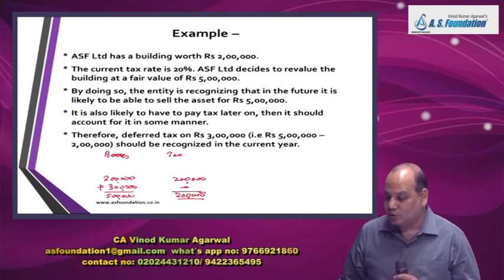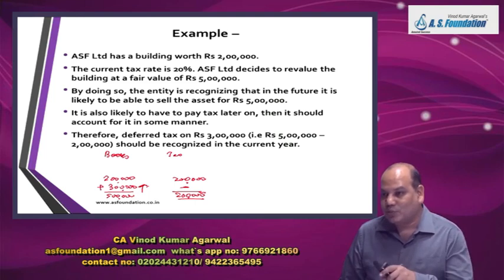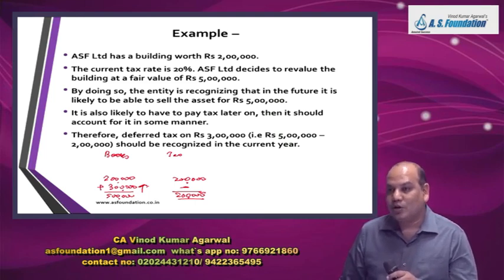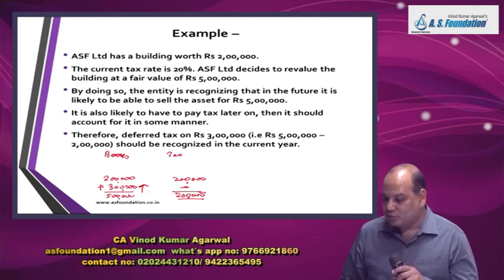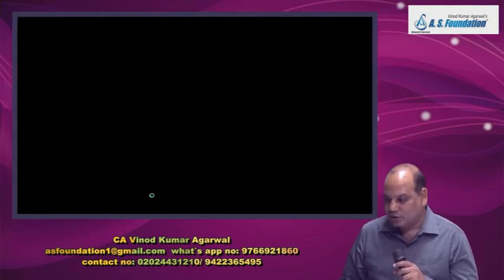So what you are doing? You are only deferring your tax liability. By increasing the book value, you have to pay tax because you have increased the book value of your asset. But this tax you don't have to pay now. This tax you will pay tomorrow when you will recover the carrying amount of the asset. So why don't you also provide simultaneously a deferred tax liability also? Is it right? So that is the logic of the standard.